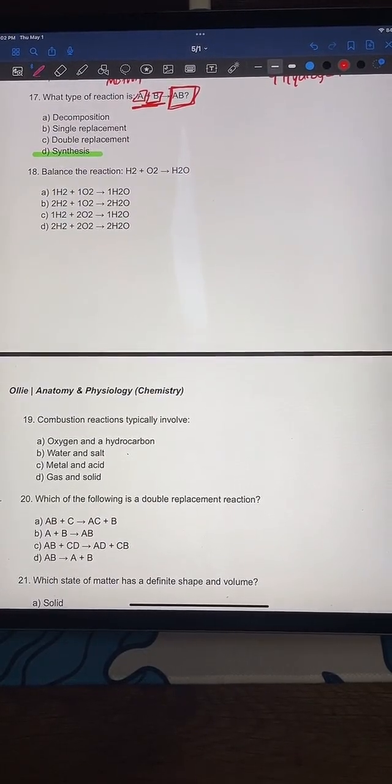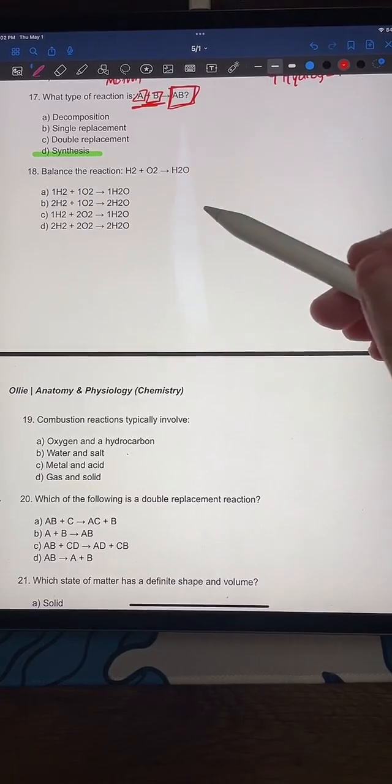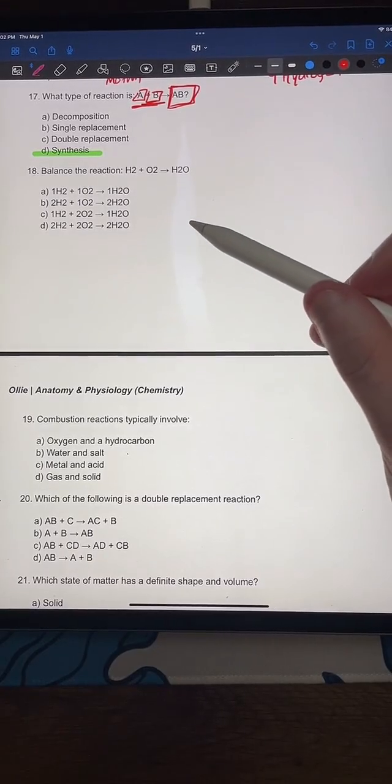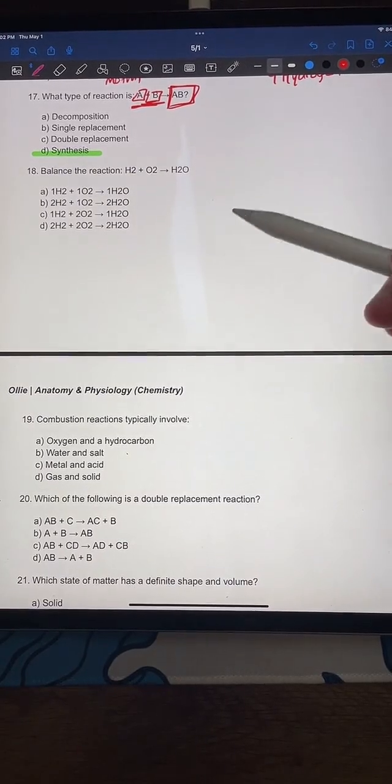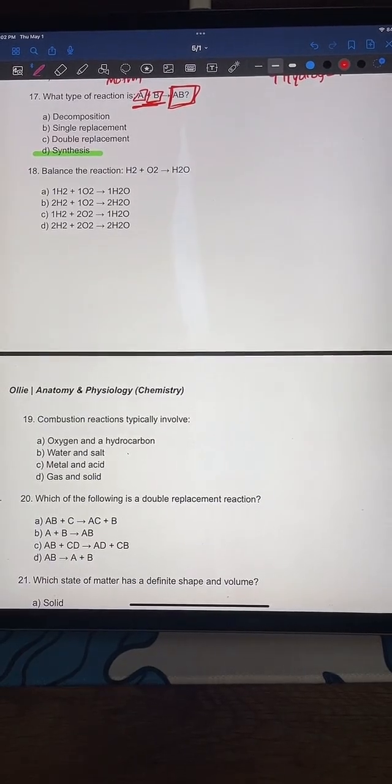Number 18, balance the equation. Decomposition is breaking down. Single replacement involves essentially an element replacing another, and double replacement exchanges components of two compounds.